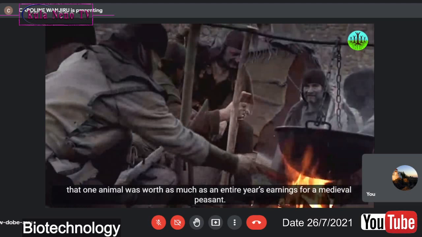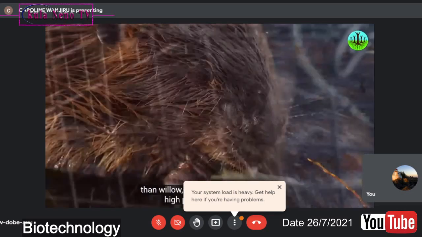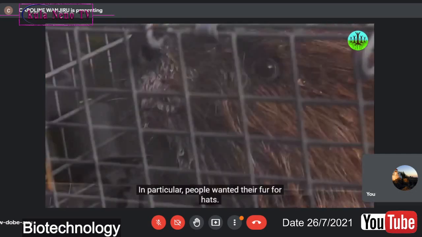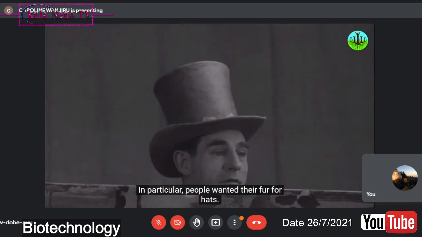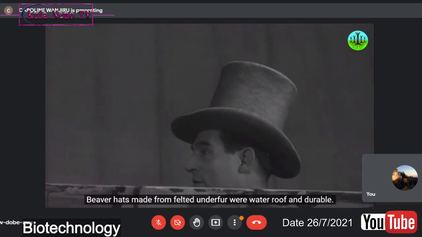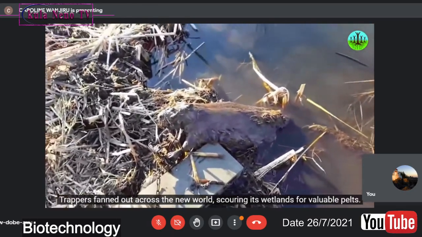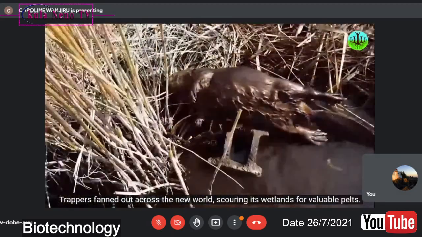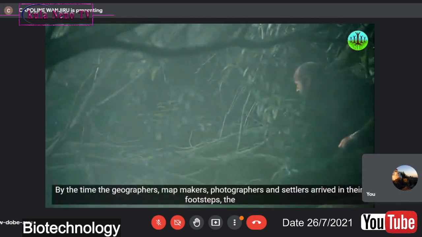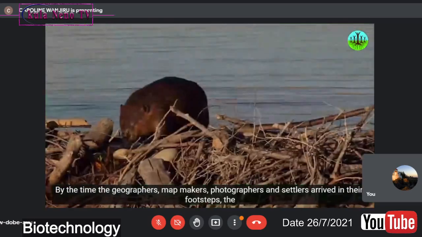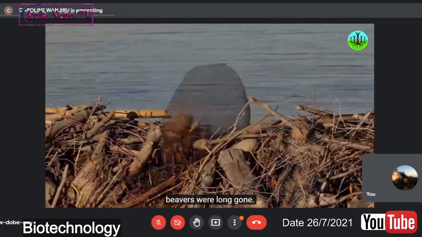While castoreum from American beavers was less valuable, as they ate more cottonwood than willow, their soft, thick pelts put a high price on their backs. Demand was insane. In particular, people wanted their fur for hats. Beaver hats made from felted underfur were waterproof and durable. Trappers fanned out across the New World, scouring its wetlands for valuable pelts. By the time the geographers, map makers, photographers, and settlers arrived in their footsteps, the beavers were long gone.